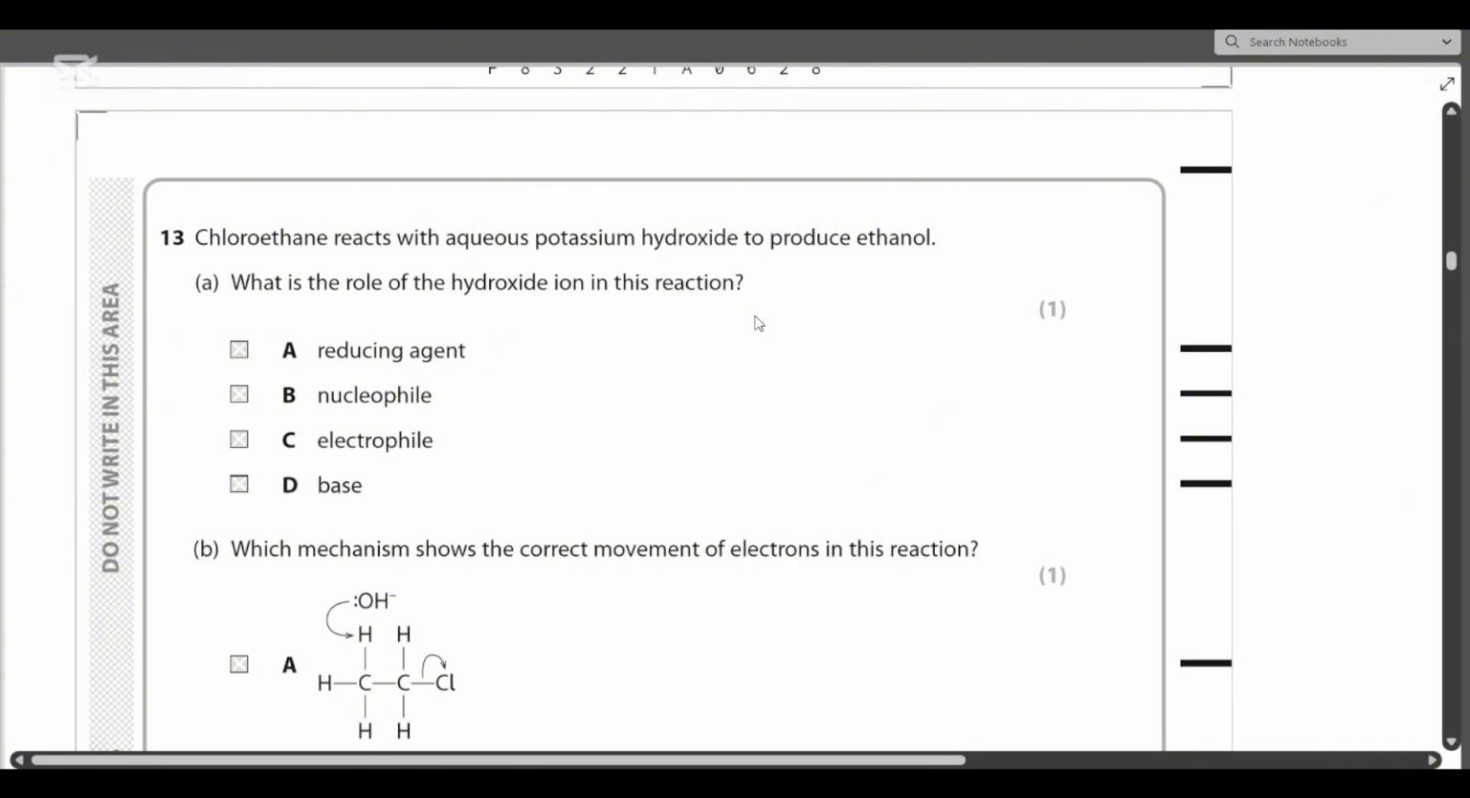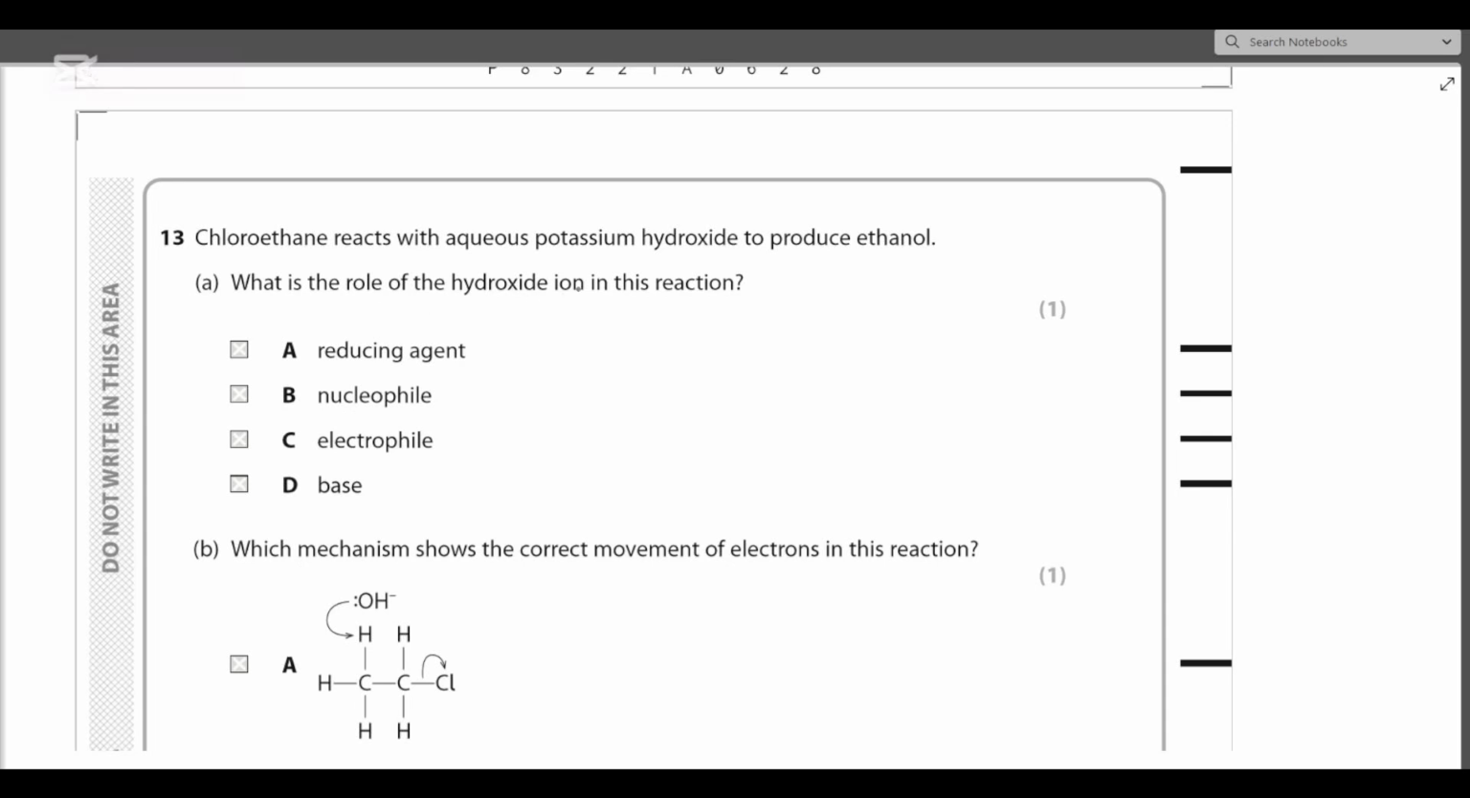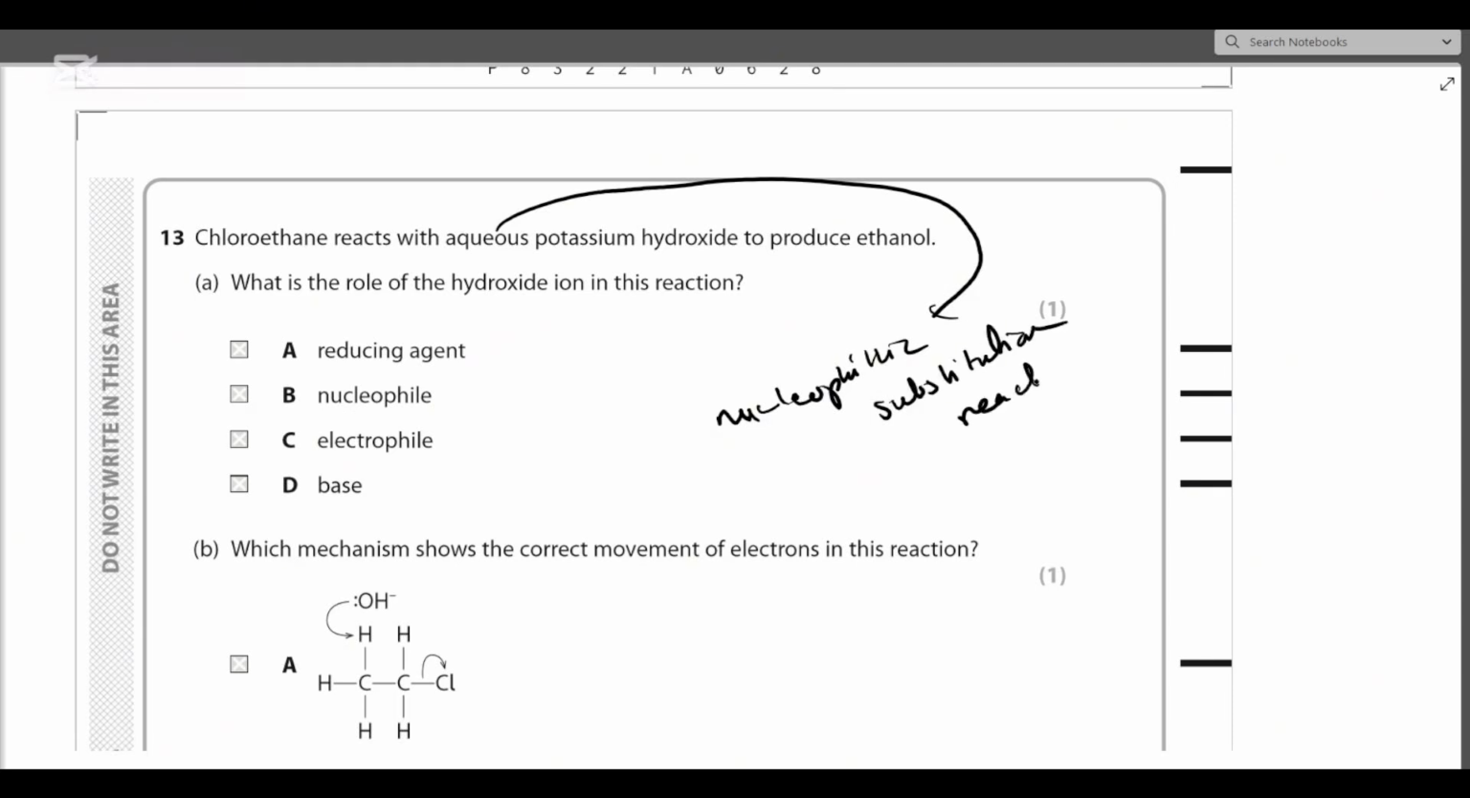Moving on, we have seen chloroethane react with aqueous potassium hydroxide to produce ethanol. They asked what the role of the hydroxide ion is in this reaction. When chloroethane reacts with potassium hydroxide, it basically goes via a nucleophilic substitution reaction. Since it goes via a nucleophilic substitution reaction, we can say that the hydroxide ion right here acts as a nucleophile. Electrophile is irrelevant, and it also makes reducing agent and option D irrelevant as well. So the only answer is B.